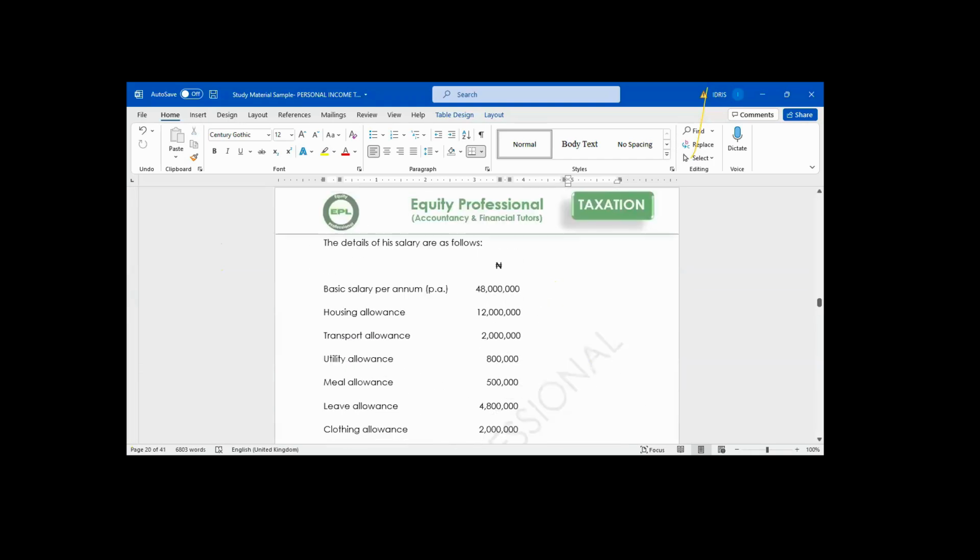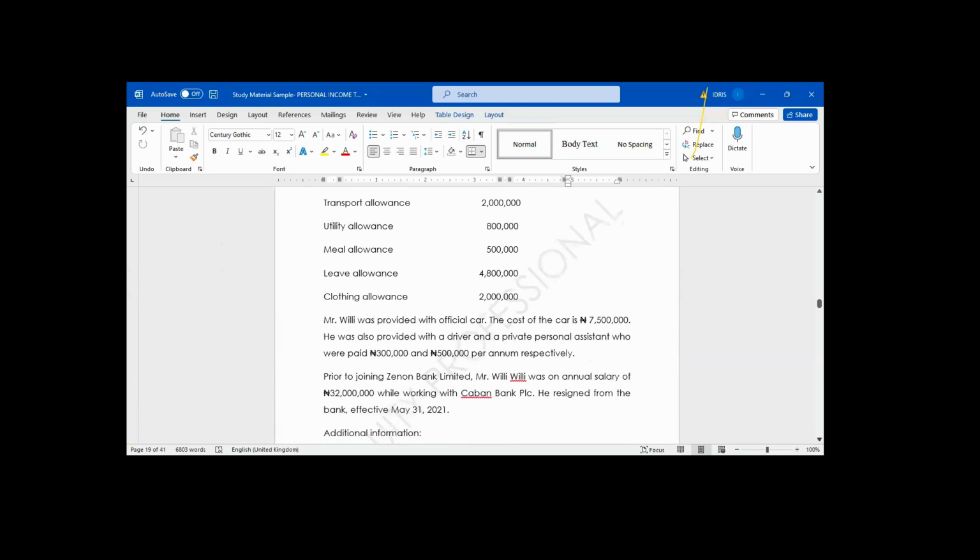Apart from this income, look at it. They said Mr. Willie was provided with an official car. The cost of the official car is 7.5 million. This official car is what type of income do we call it? Benefit in kind. So how much are we going to recognize for this official car? 5% of the cost. Mind you, 5% of the cost is for the whole 12 months.